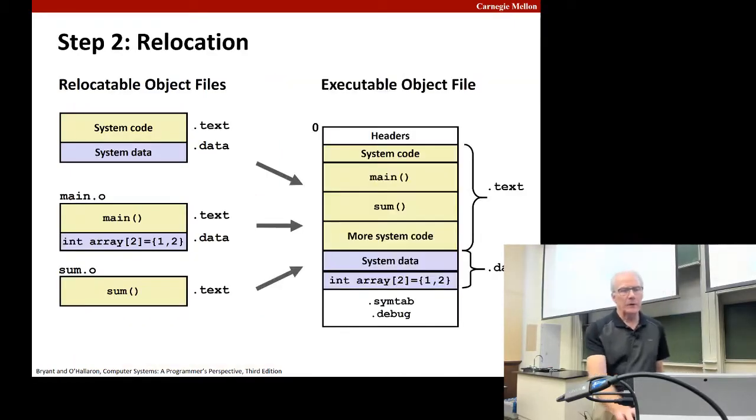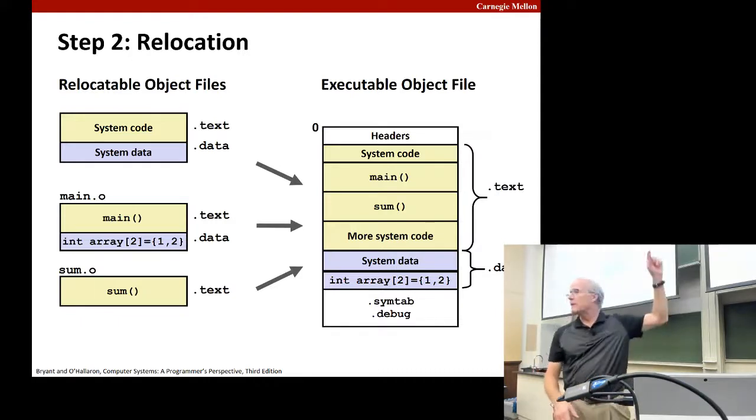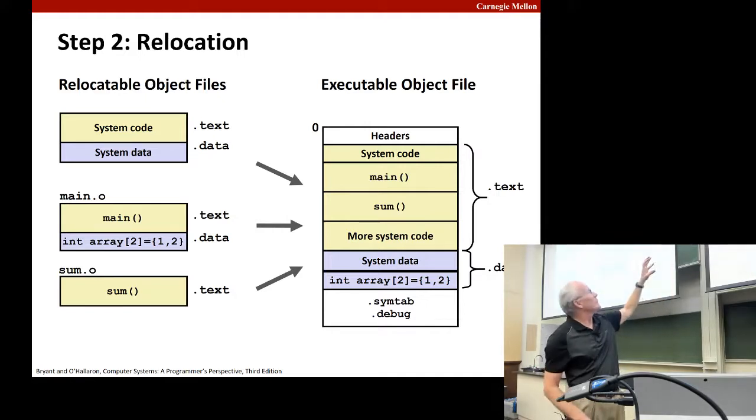Okay, so as I mentioned earlier in response to one of the questions, each of these .o files is a complete ELF file, so it has all these various sections. And the job of the linker then is to pull those together and create the relevant sections in the final executable code.